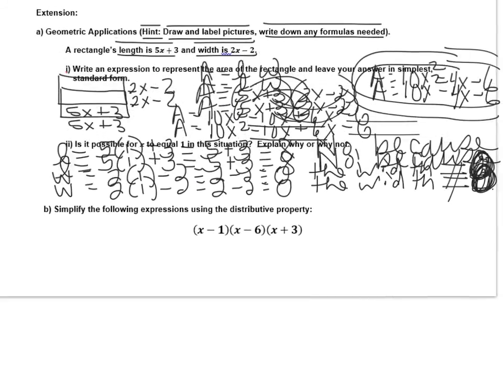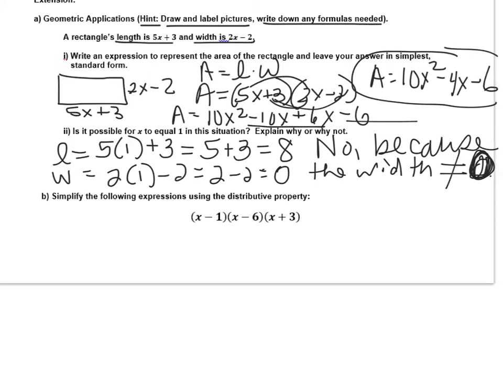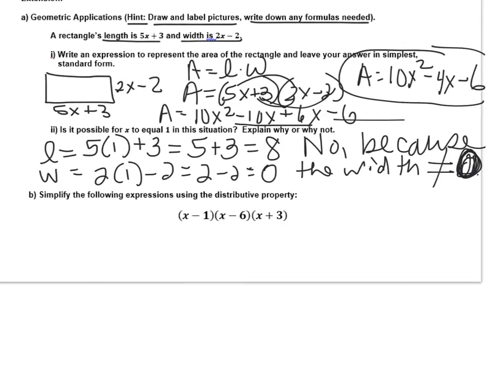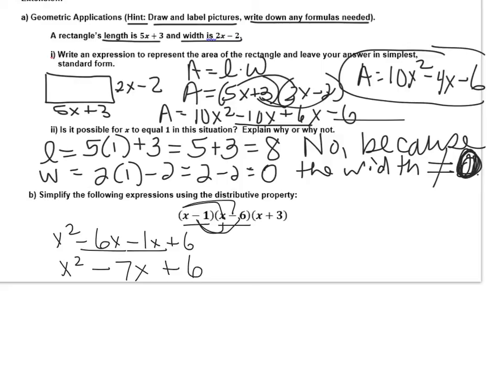And here's a little challenging one that we'll try together. It's actually 3 binomials. So we're actually going to have to really practice the distributive property here. We'll take care of the first 2 binomials first. Double distribute. X times x gives you x squared. X times negative 6 gives you negative 6x. Negative 1 times x gives you negative 1x. And negative 1 times negative 6 gives you positive 6. Combining like terms, negative 6x minus 1x gives you negative 7x. You end up with x squared minus 7x plus 6.